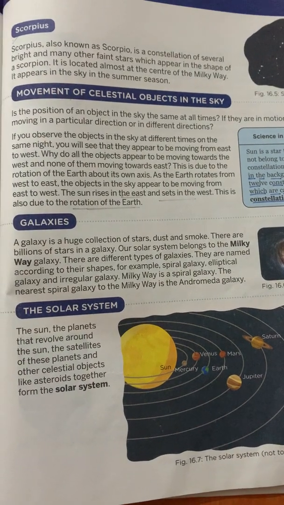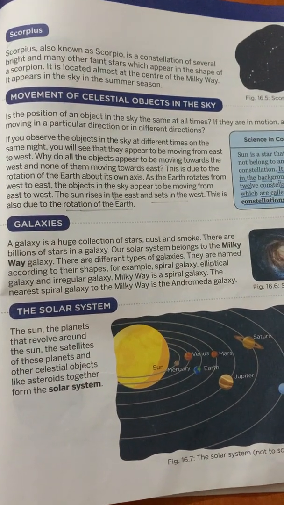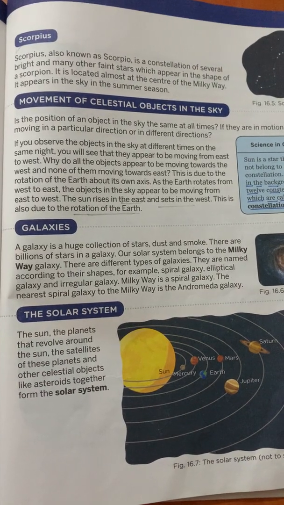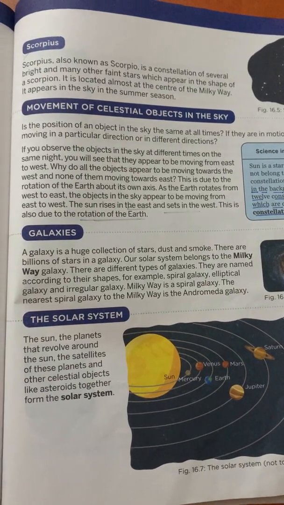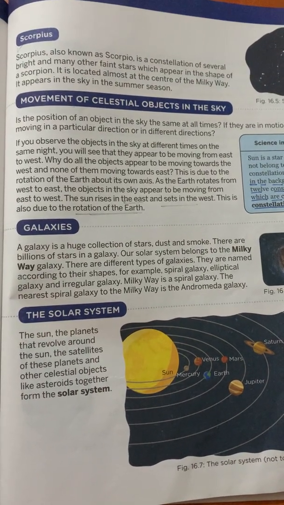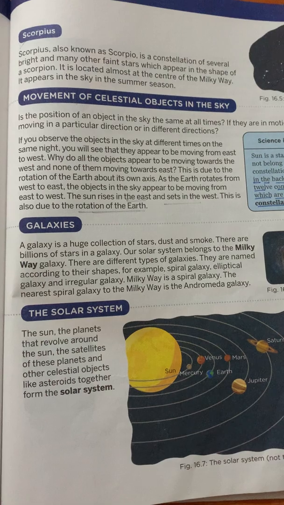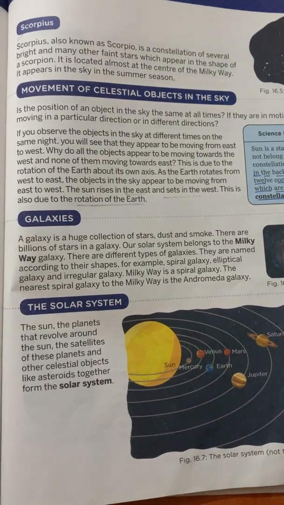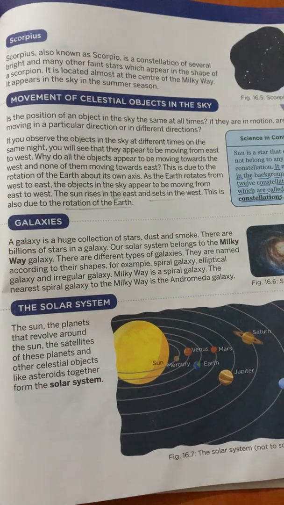There are different shapes of galaxies. Different types of galaxies are named according to their shapes: spiral galaxy, elliptical galaxy, irregular galaxy. The Milky Way is also a spiral galaxy. So now we'll come to our solar system.